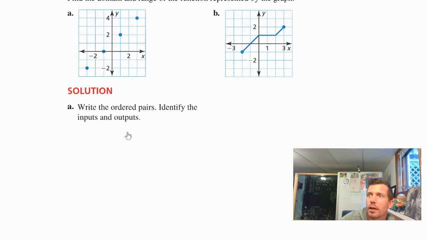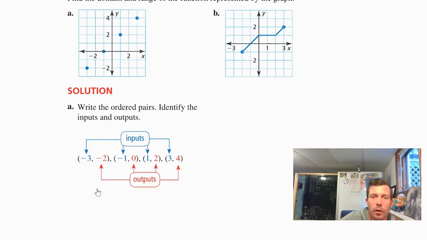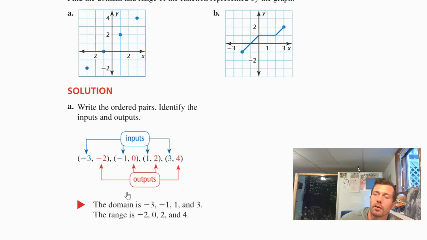So all we have to do is really write out the ordered pairs, right? We know the ordered pairs of the x values here, what's in blue, those are our inputs. Those are our domains. And then the outputs would be -2, 0, 2, and 4. So if you notice, these dots are not connected, so it's not continuous. So when we do write our answer, for the domain and the range, make sure you just write it the way that it's written. So the domain is -3, -1, 1, and 3, and then the range is just -2, 0, 2, and 4.